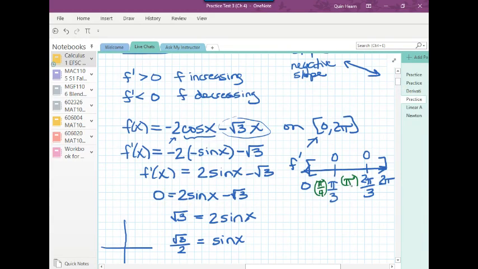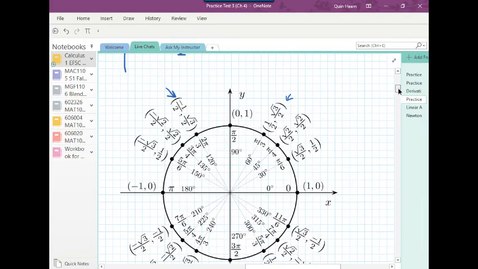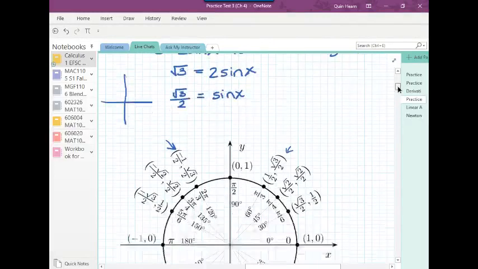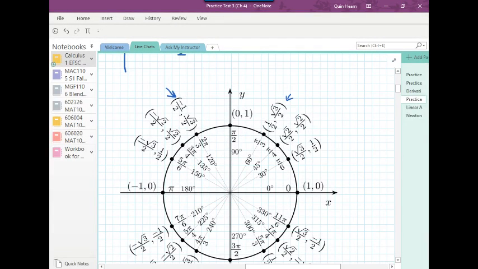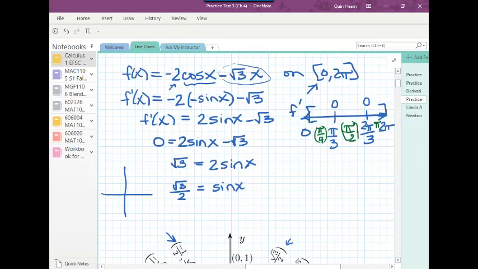Oh wait, that's not pi, excuse me, that's pi over 2 is between pi over 3 and 2 pi over 3. And then pi would be between 2 pi over 3 and 2 pi. Okay, and if you're not sure, you can again refer to the unit circle. You can see what angles are between pi over 3 and 2 pi over 3, for example. You can see pi over 2 there. So, all right. So let's go ahead and evaluate f prime at each of these values.